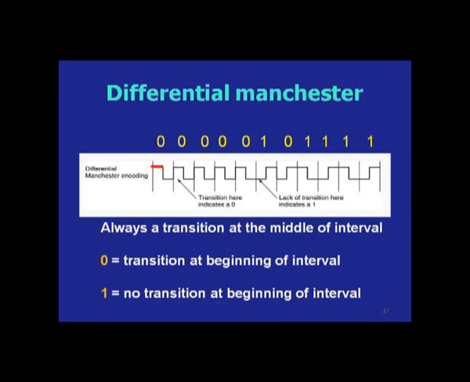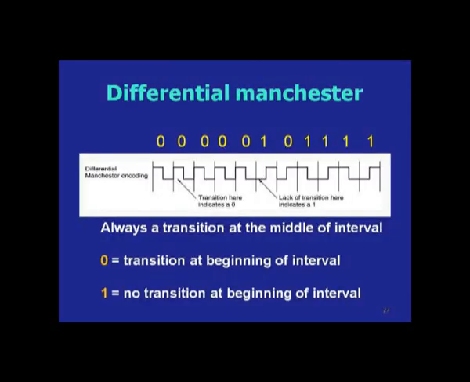So I have a 0, so I have a transition at the beginning, in the middle there is always a transition, again another 0, so I have a transition at the beginning of the interval, in the middle there is always a transition, and so on. Now I have a 1 to be transmitted. Look at this point here. Here there is no transition at the beginning of the interval, there is only a transition at the middle of the interval. So the middle transitions can be used to synchronize the clocks, and presence or absence of a transition at the beginning of the interval can be used to identify a 0 or a 1. So this has all the advantages of Manchester encoding, plus it also takes care of the disadvantage which is there in the Manchester encoding. So very popular encoding scheme.